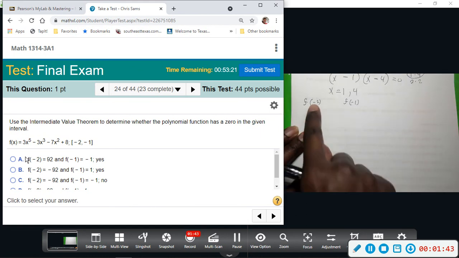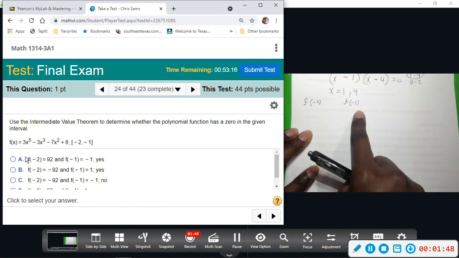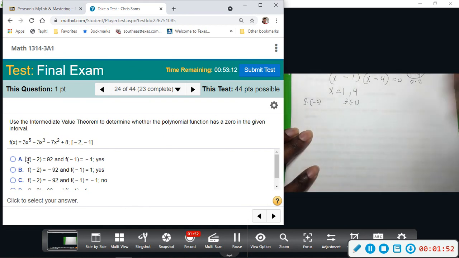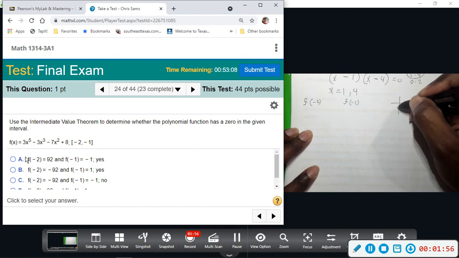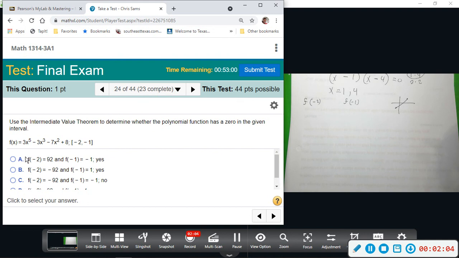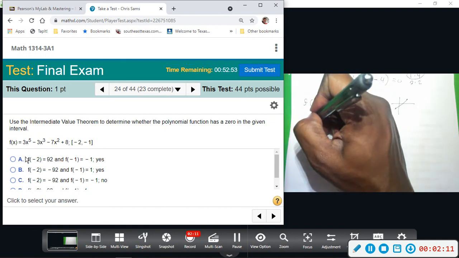So if the y value is positive here and negative here, or vice versa, we know at some point the graph had to cross the x-axis. Like if you get a negative y value and then a positive y value, at some point it had to cross 0 to go from negative to positive, or vice versa. So I'm going to do it with synthetic, I think that's easier. So I'm going to do -2 first.